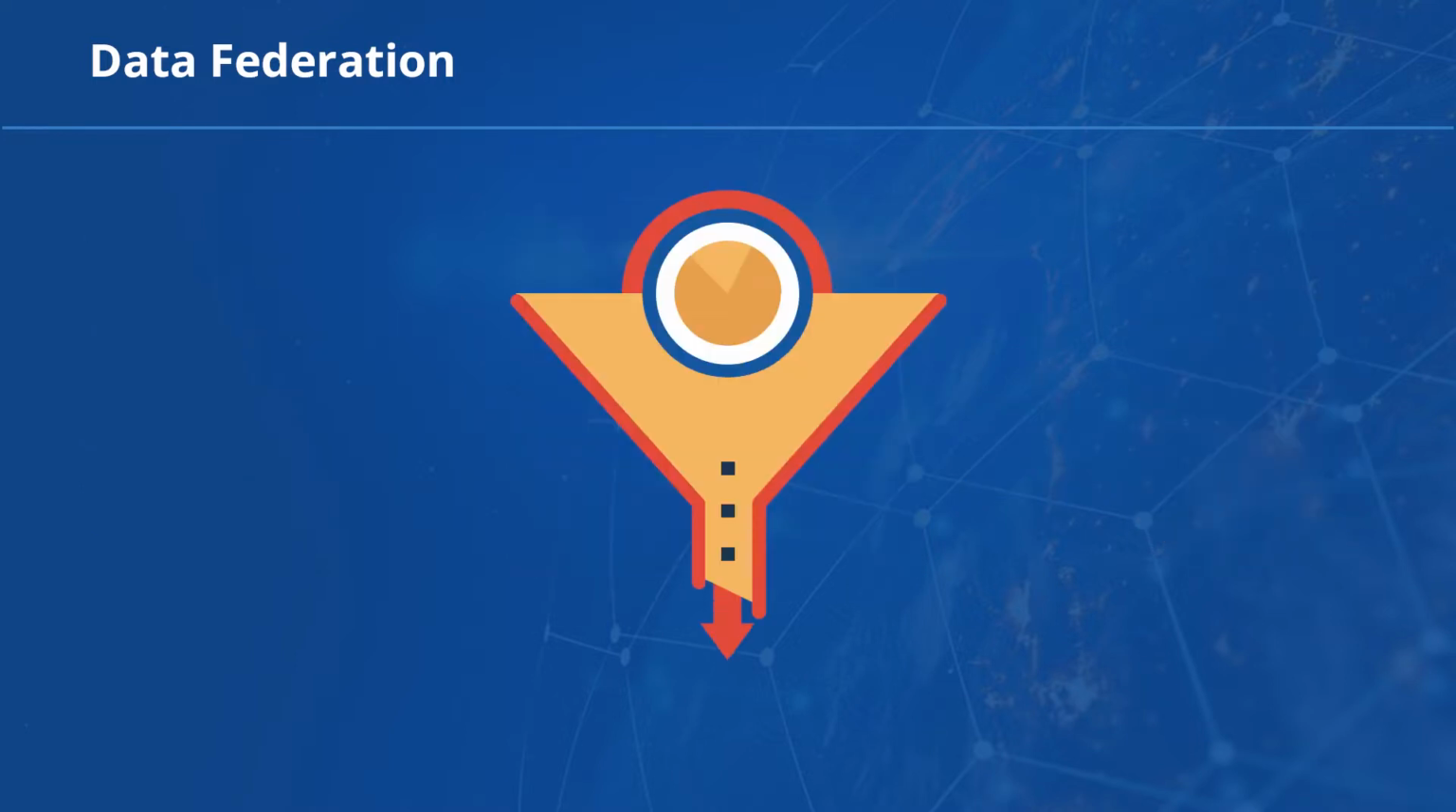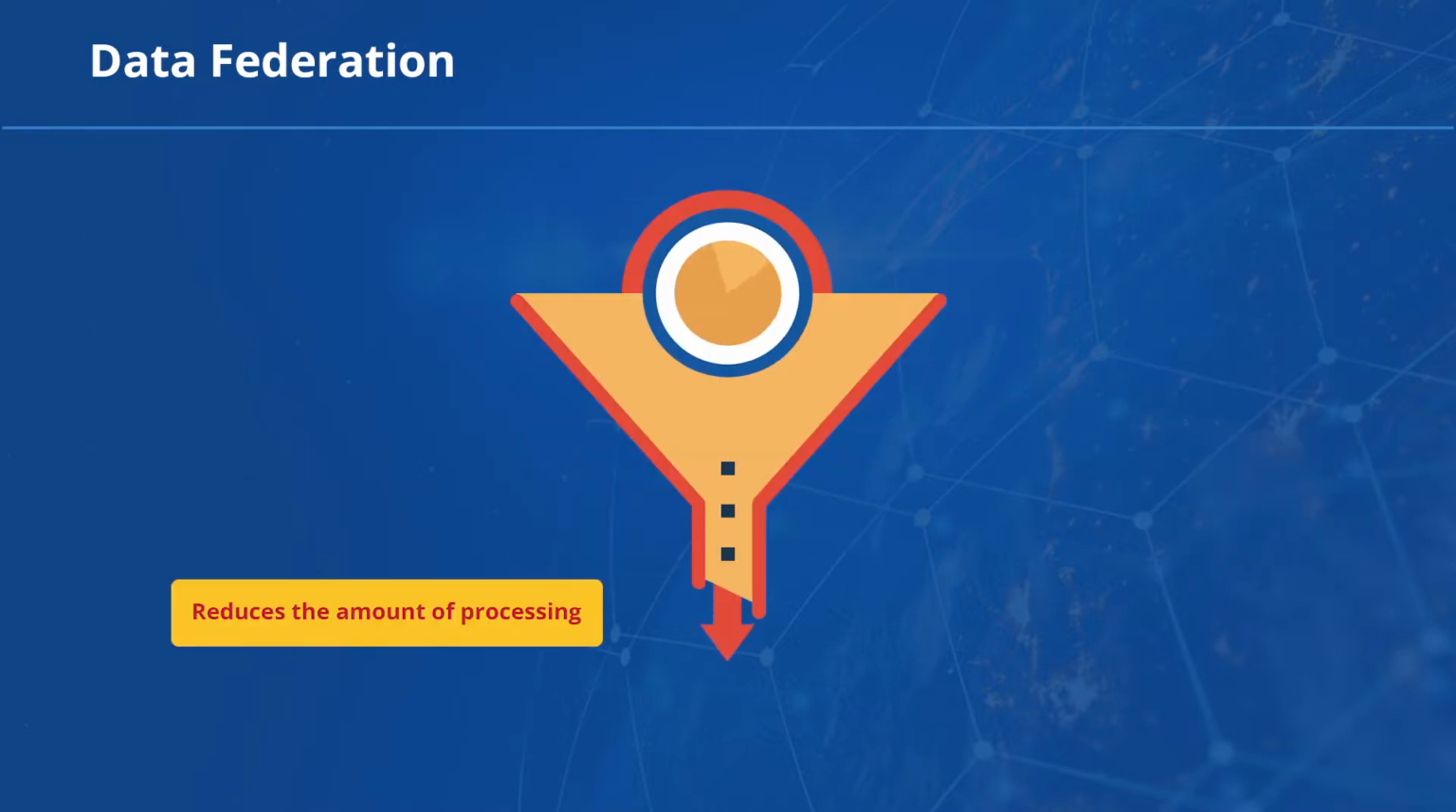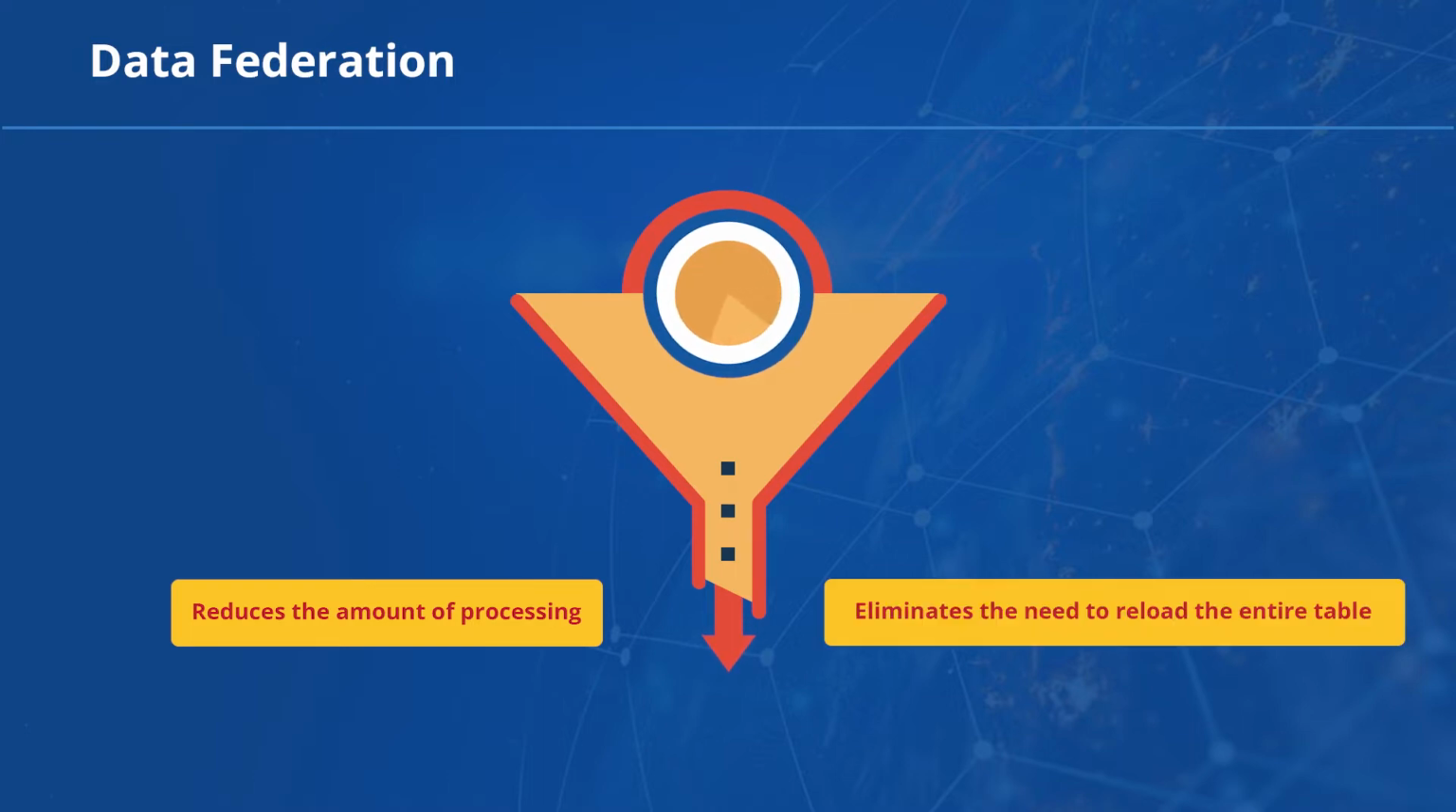data store. The data federation process reduces the amount of processing required to synchronize the target data store by processing only the records that were updated and not the complete set of records in the DMS2 table. It also eliminates the need to reload the entire table once the batch process is complete. To use this feature, you must first enable the data federation for the stream. Let's see how to enable data federation by editing an existing stream.